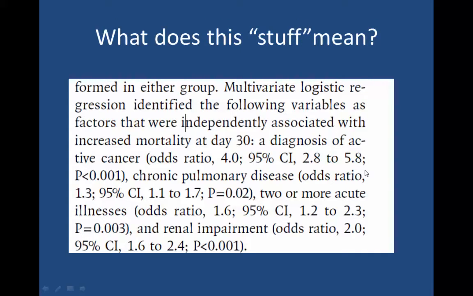So here we go then. This was a study that looked at increased mortality at day 30 with a diagnosis of active cancer. The odds ratio was reported as 4. And here's my 95% confidence interval. And if you could cover up the p-value, now you've already seen it.